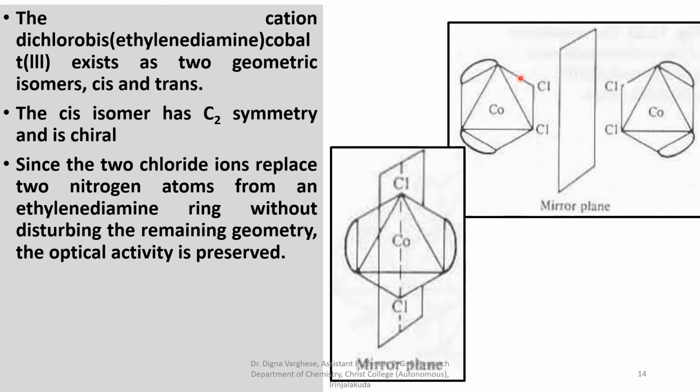In the case of [Co(en)3], here also ethylene diamine is present, but this ethylene diamine is replaced by two chlorine atoms, and it exists as cis form and trans form. The cis isomer has C2 symmetry and is chiral. So the two chloride ions replace two nitrogen atoms from an ethylene diamine ring without disturbing the remaining geometry. The optical activity is preserved.